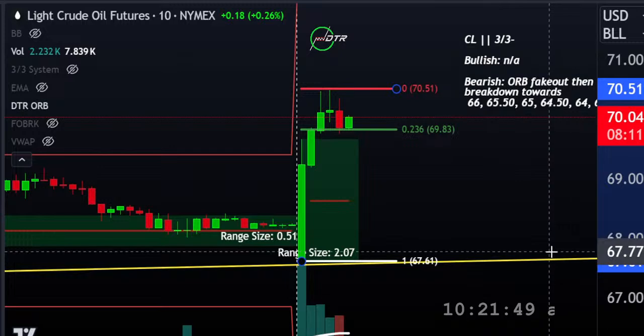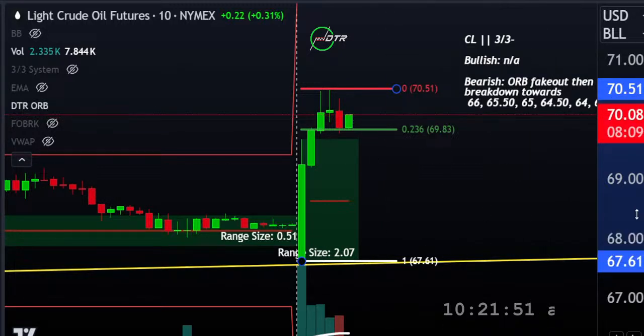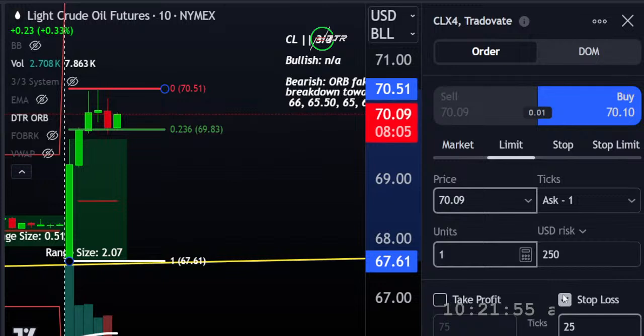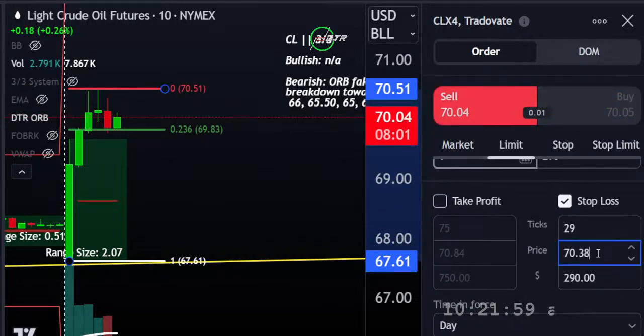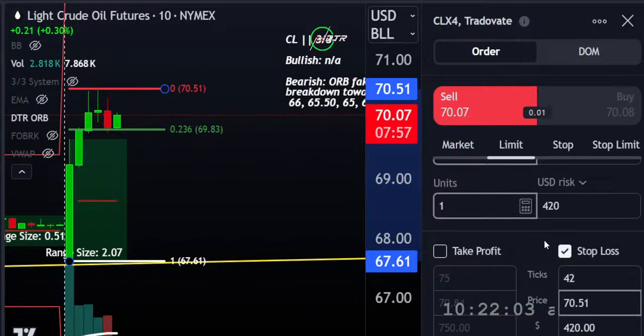So 50 points on crude, right? 50 cents on crude is a stop loss, too much. 40 cents as well, right? So if we're just to do our position sizing here, stop loss 70.51, then one contract, right, is all you're getting for $400 worth of risk. Yeah, it's not worth it.